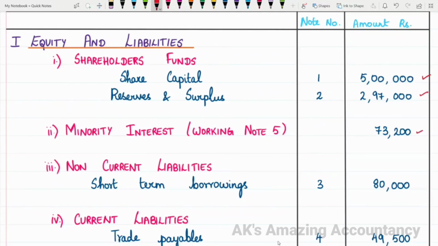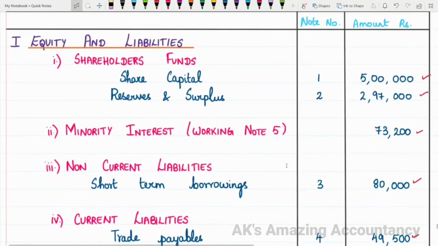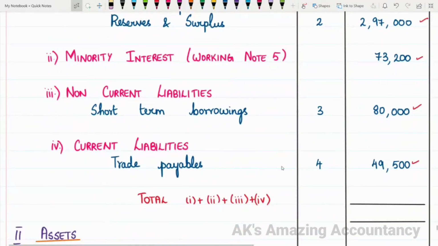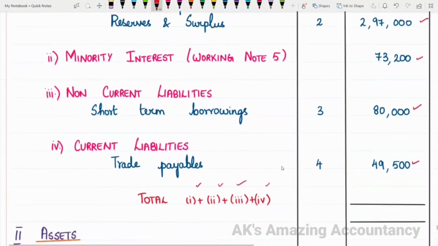Then number 3 is non-current liabilities, under which we have short-term borrowings, note 3, 80,000. Then next we have current liabilities. Under that we have trade payables, note 4, 49,500. Now let us add all these amounts together to get the total of equity and liabilities. Total of 1 plus 2 plus 3 plus 4. That will give us the total of equity and liabilities. So find the total now. You can add and see how much you are getting.